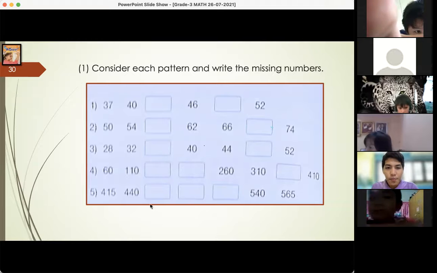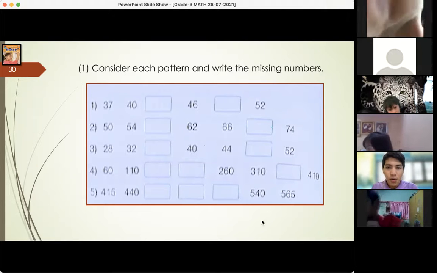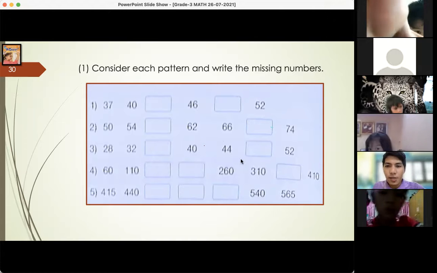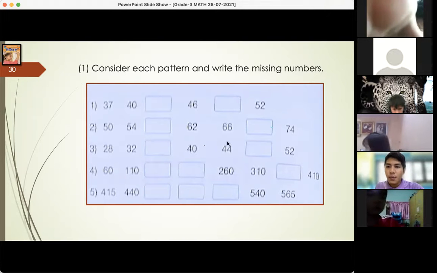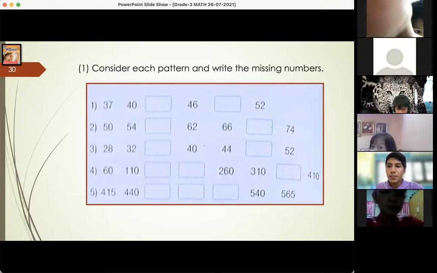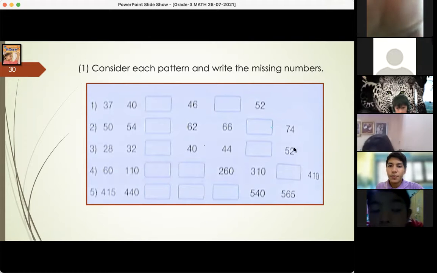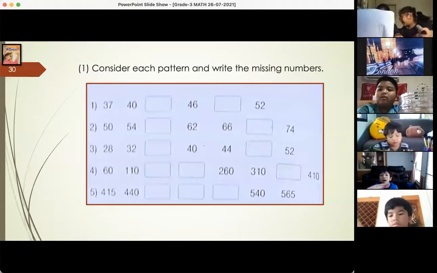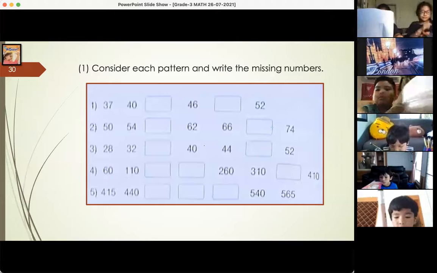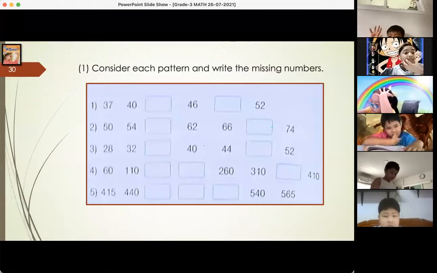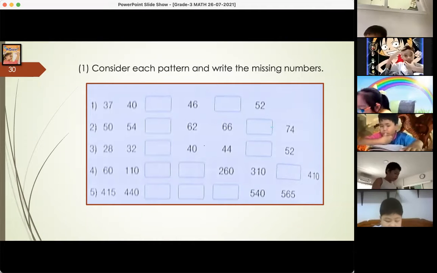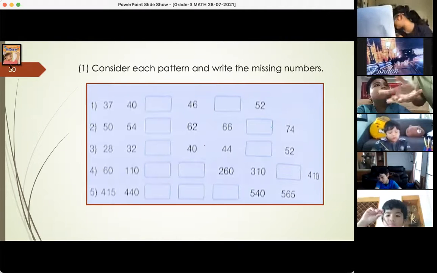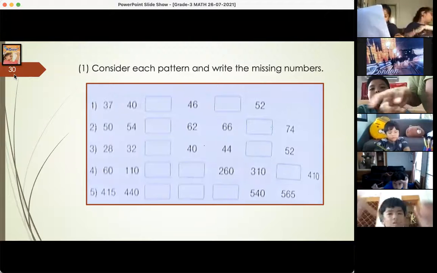We have five problems here where we are going to find the missing numbers. So look at the patterns. Are you ready, grade 3? Yes or no? Any question? Do you have any question? Teacher, I don't know. Teacher, go back. Again, please. Okay, ready, grade 3? Page 30. This is your book, and this is the page. Page 30.